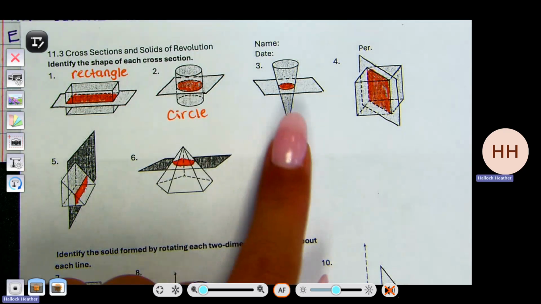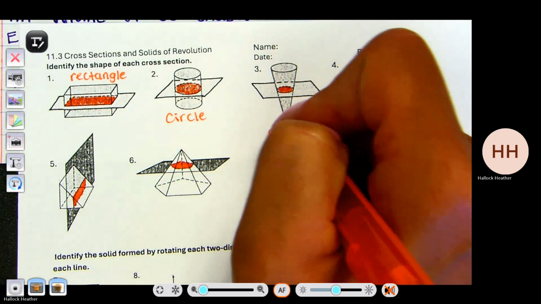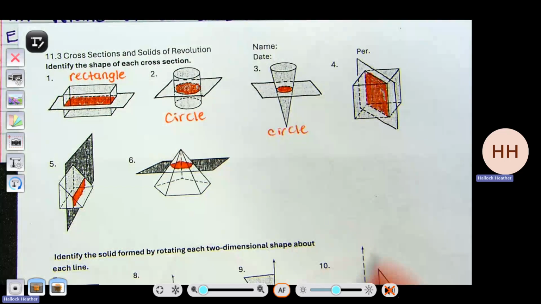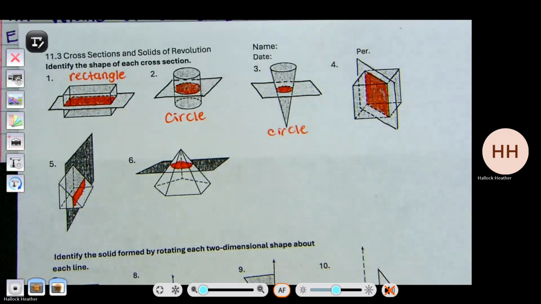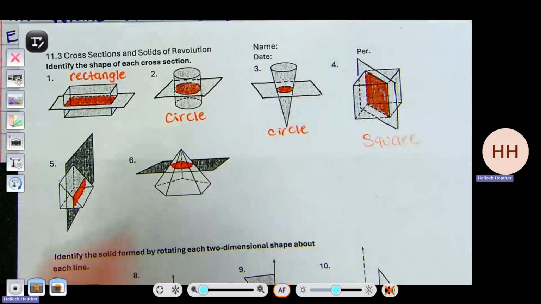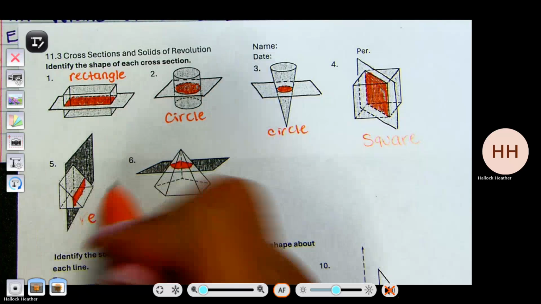Okay, what do we think 3 is going to be? Circle. Okay, that was easy. If I cut this sideways diagonally, what shape would that make? A square. For this one, this is a triangular prism being sliced vertically. It's a rectangle.